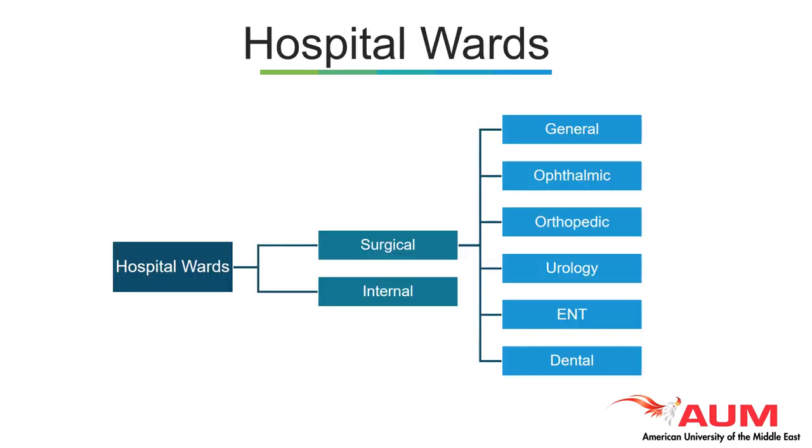Hospital wards are divided into surgical wards and internal wards. The surgical wards are divided into general, ophthalmic, orthopedic, urology, ear, nose and throat, and dental wards.